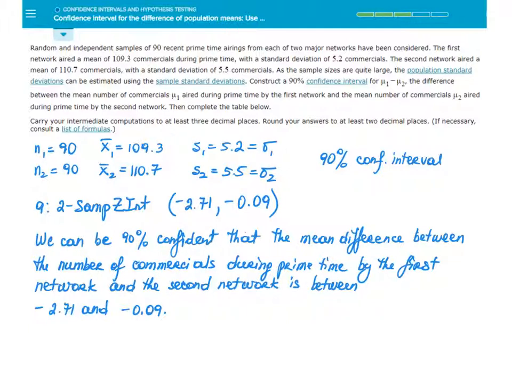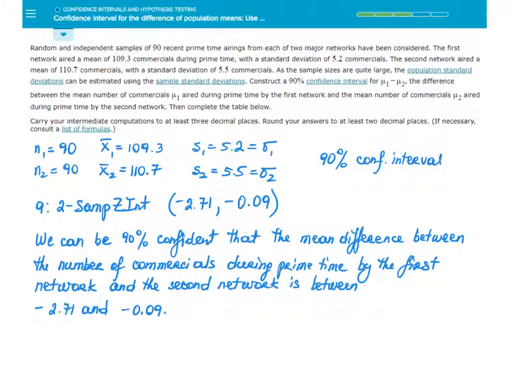First, my task will be to identify what I know. I know there was a sample of 90 recent airings from the first network. Sample mean x bar sub 1 is 109.3 and sample standard deviation s sub 1 is 5.2. I also know the second sample had 90 airings as well, and x bar sub 2 was 110.7 and the standard deviation for sample number 2 was 5.5 commercials.